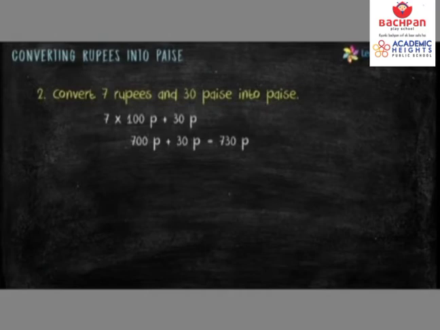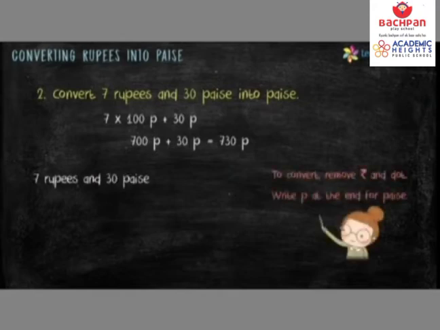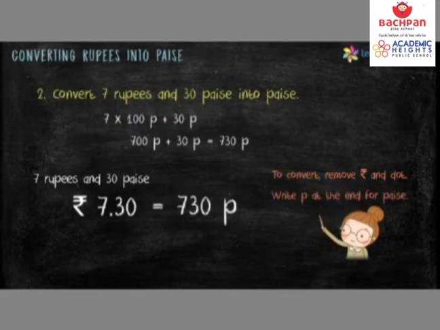So, students, we have converted rupees into paise. Now, there is another way to convert in figures. It is written as 7 rupees and 30 paise. We can write it as rupees 7.30. Remove rupees and the dot, and write P at the end for paise. That is 730 paise. So, this was about converting rupees into paise.